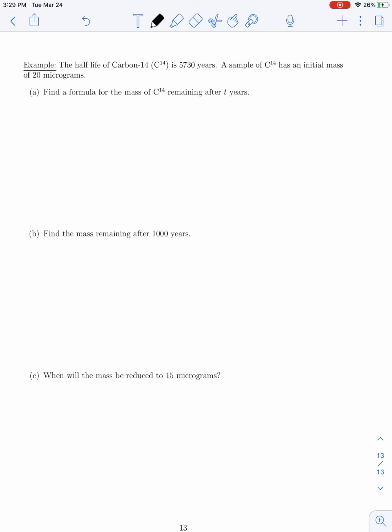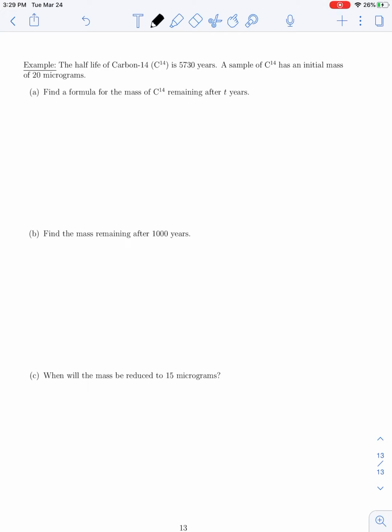So in our last example, we're going to look at an application of the exponential decay model in computing how long it will take for a sample of some particular radioactive substance to decay to a certain amount. In this problem, we're considering the radioactive substance carbon-14, or C14 for short, and we're given the half-life of this substance is 5,730 years. And we have a sample of carbon-14 with an initial mass of 20 micrograms.